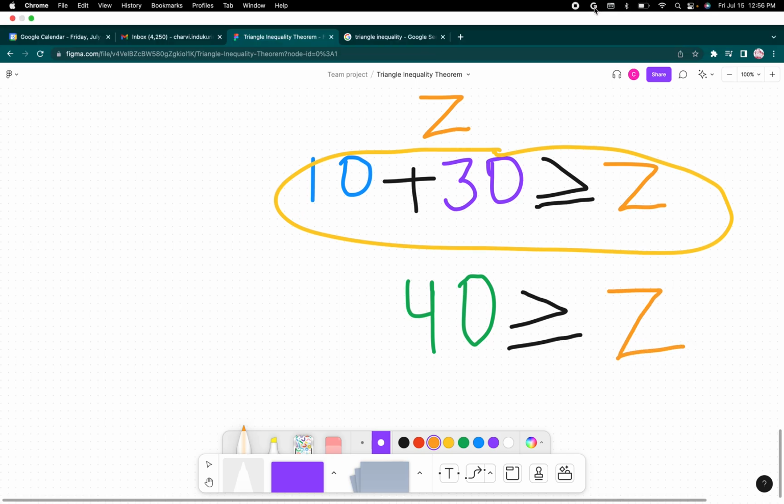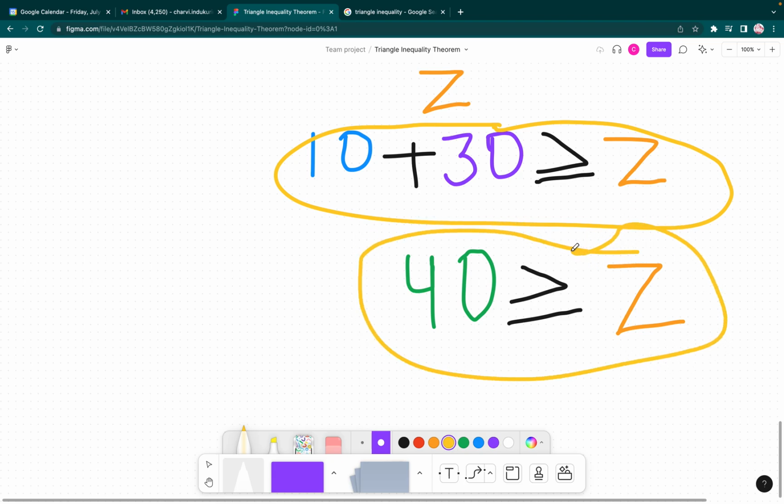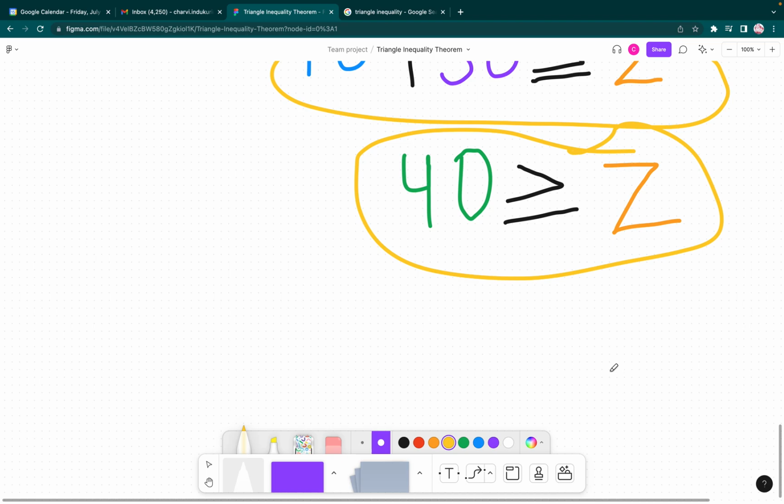I hope that makes sense. So 40 plus 40 is either greater than or equal to z. So we now know what z could be, right? It could be either 40 or it could be less than 40.